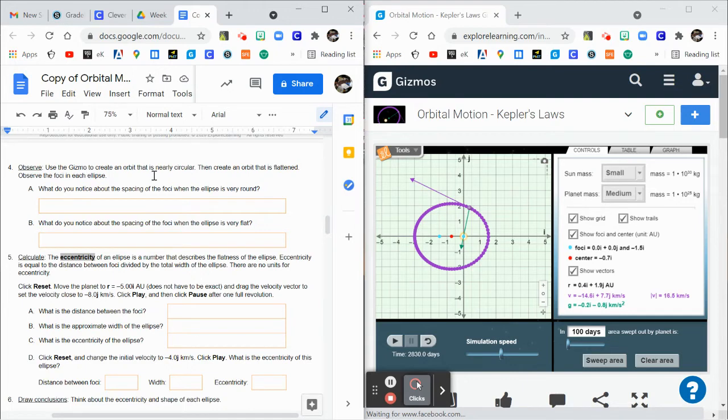Use the gizmo to create an orbit that is nearly circular. Then create an orbit that is flattened. Observe the foci in each ellipse. What do you notice about the spacing of the foci when the ellipse is very round?